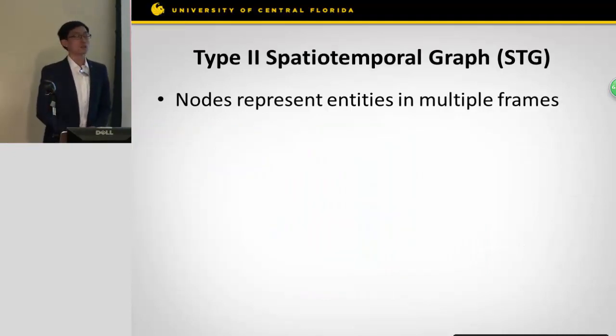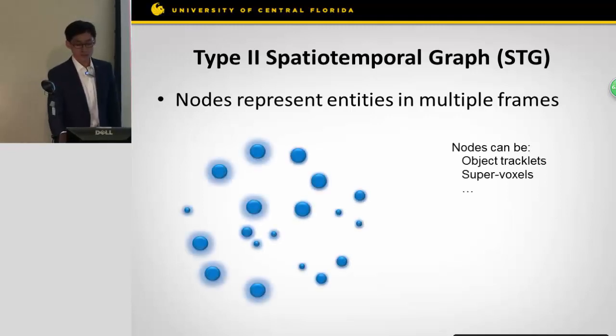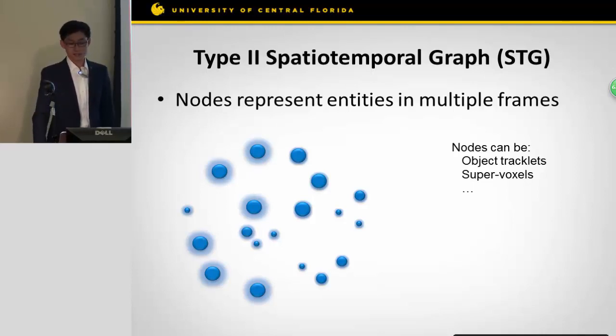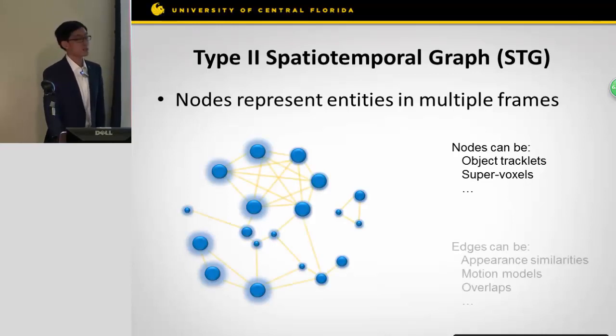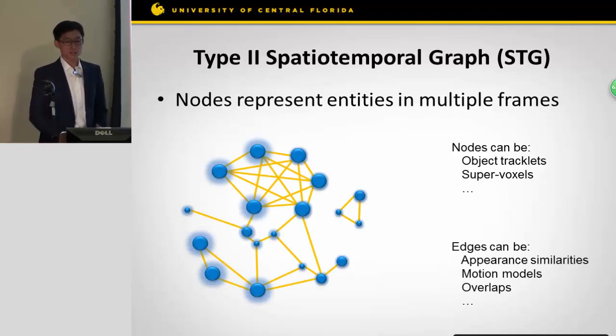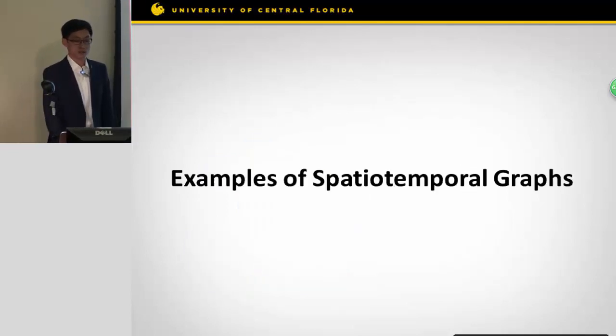For type 2 spatial-temporal graph, the nodes represent entities in multiple video frames. Let me give you another example. In this example, the nodes can be object proposal tracklets, or supervoxels in multiple video frames, and similarly we can build edges between these nodes. The edges can be appearance similarities between the object proposal tracklets, or the motion models for the foreground moving object, or the overlaps between the superpixels.